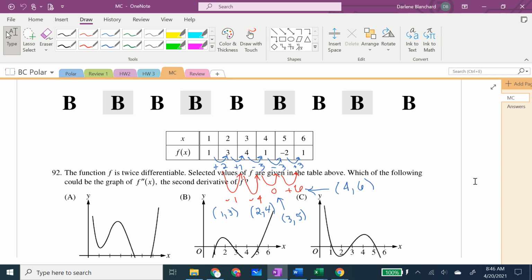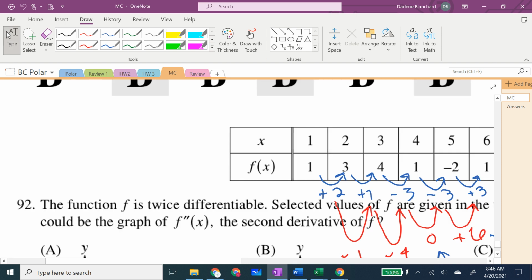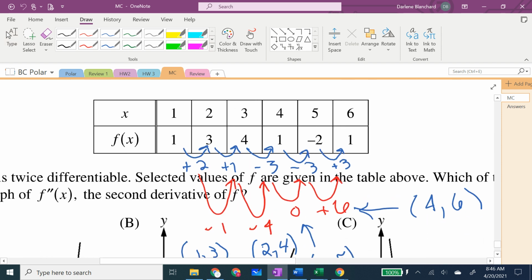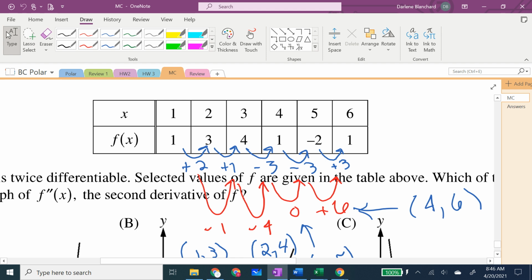So here's the issue. I went through and did a two deep difference on this. You can see that from 1 to 3, I'm adding 2. From 3 to 4, I'm adding 1. Then subtracting 3, adding 3. By the way, if my arithmetic is wrong with any of these, please tell me.